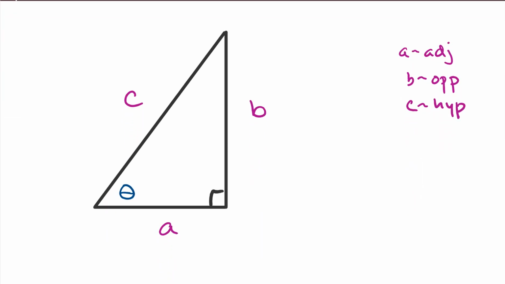All right, we got a right triangle. We got an angle theta that's hanging out down there in the bottom left corner. And I've labeled the triangle. A, that'll be the adjacent side. B happens to be the opposite side. And C, well, that's the hypotenuse. So I want to just play a couple games real quick. Let's find sine, cosine, and tangent of theta.